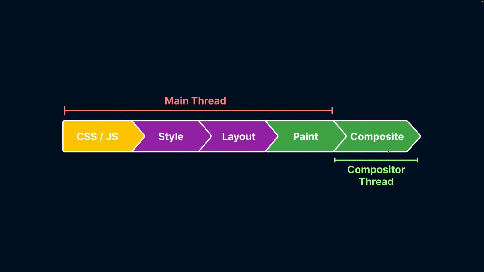So in order to get the best performance for your animations, you need to get these two things right. First, use the right animation method, which is either WAPI if you want to use JavaScript, or CSS animations. And second, animate the correct property. For example, transform, opacity, or filter.